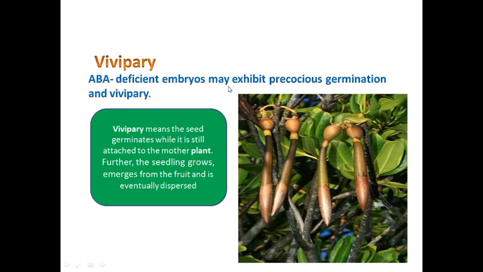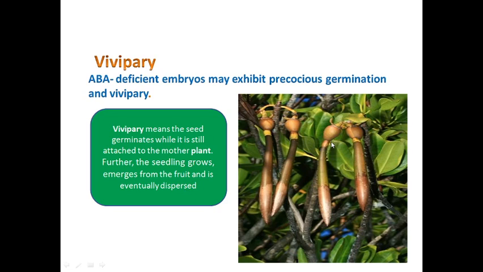ABA-deficient embryos may exhibit precocious germination and vivipary. Those embryos which lack ABA show vivipary in a plant. What does vivipary mean? It means that when the seed is still attached to the mother plant, it starts growing and forms a seedling. It's still attached to the mother plant, but it grows and starts making a seedling, and later it emerges from the fruit and is eventually dispersed.